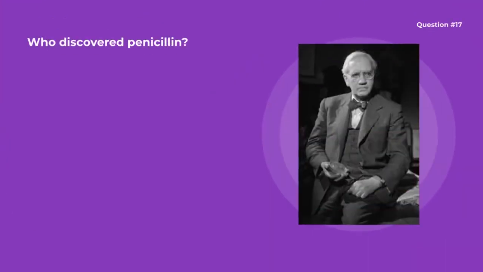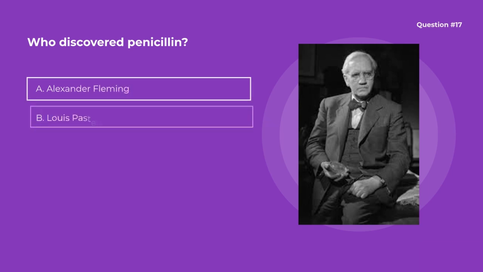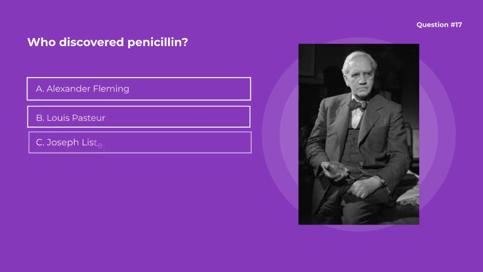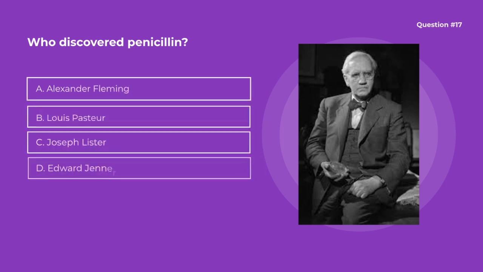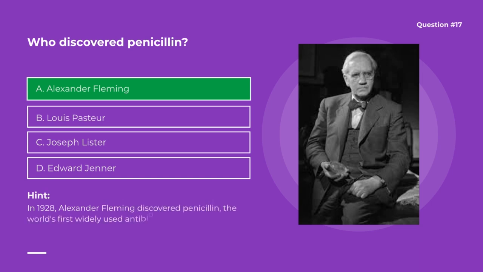Question number 17. Who discovered penicillin? Options are A. Alexander Fleming, B. Louis Pasteur, C. Joseph Lister, D. Edward Jenner. The correct option is A. Alexander Fleming. In 1928, Alexander Fleming discovered penicillin, the world's first widely used antibiotic.